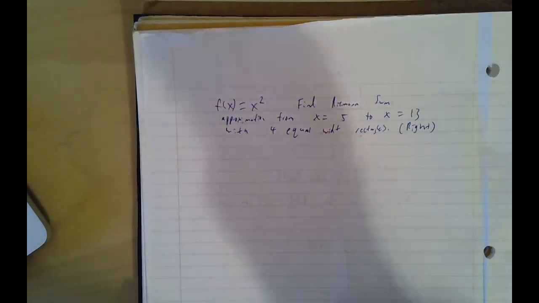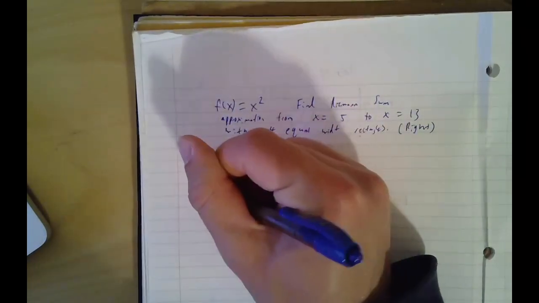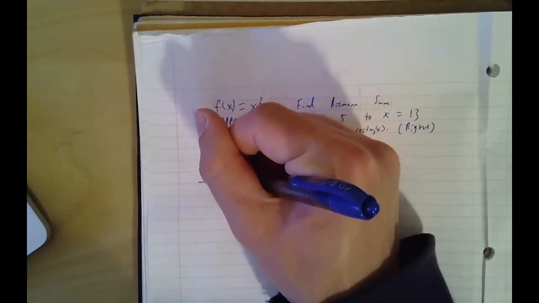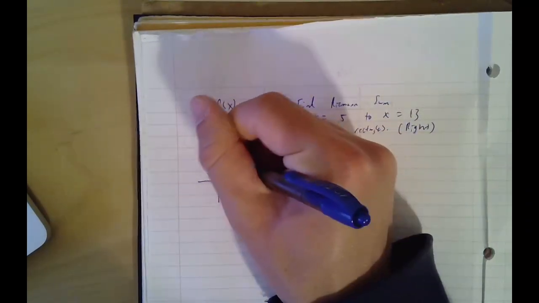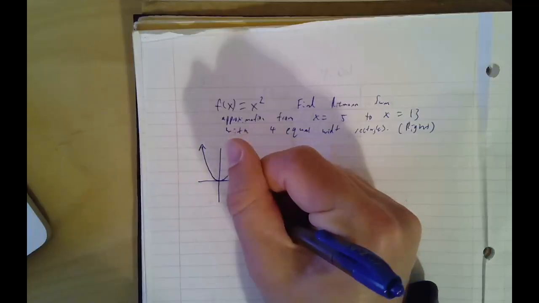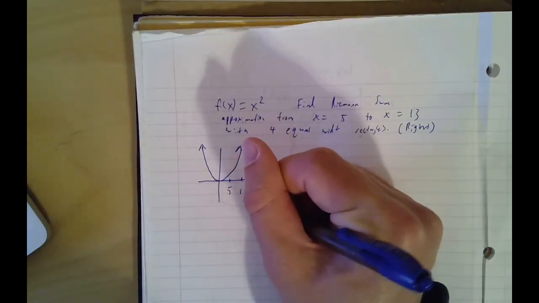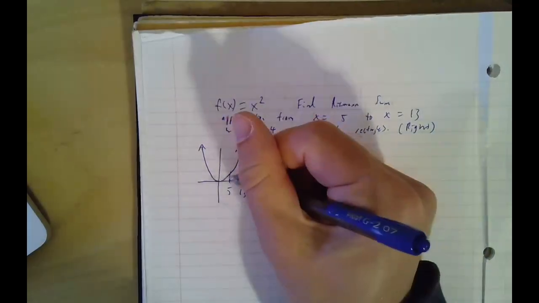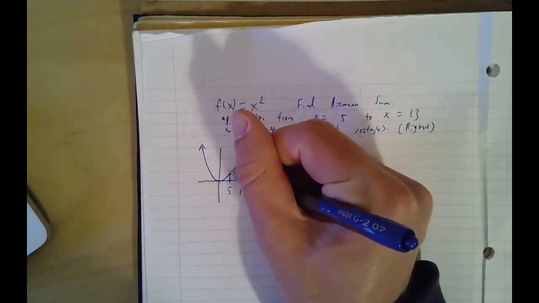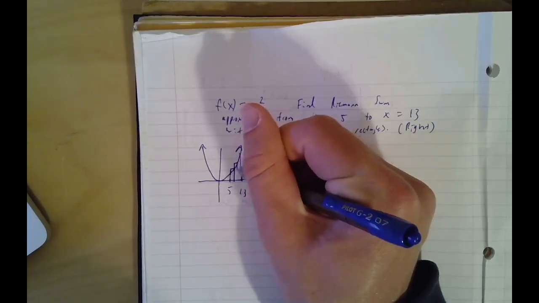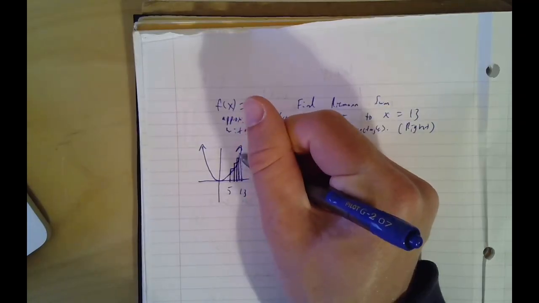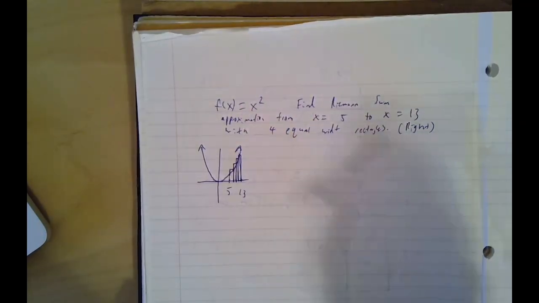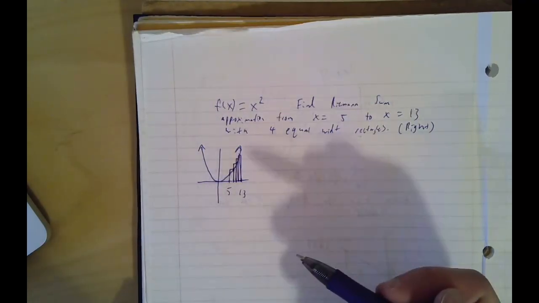Sometimes what's best to do is just to sketch out what's going on. What does x squared look like? X squared looks like this. So we're starting at 5, and we're going to 13 here, and we're going to draw 4 right-sided rectangles between these. It's going to look something like that. It's kind of hard to see, but there are 4 rectangles there.